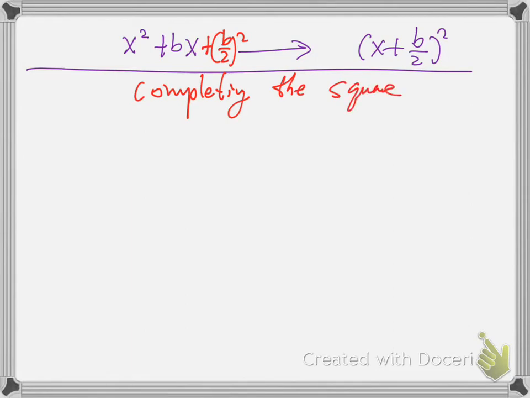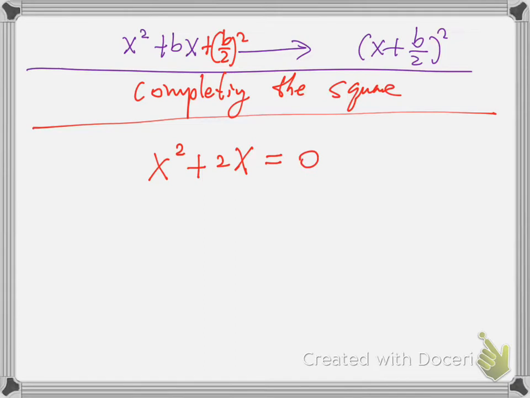So let's look at our first example. Solve this equation: x squared plus 2x is 0. You can factor and then solve this. But now let's try the completing square method.